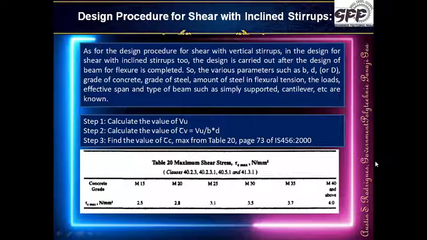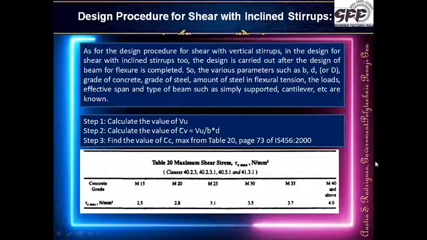Having calculated the value of Vu, that is the ultimate shear force which is coming on the section. Please note, this is the ultimate load which creates the worst shear force in the section. We calculate the value of nominal shear stress. This has already been given in the code on page number 72 of IS code 456 2000. So tau V, we are calculating it as Vu upon bd, where Vu we have already found out in the previous step as the ultimate shear force. b is the width of the section, d is the effective depth of the section.